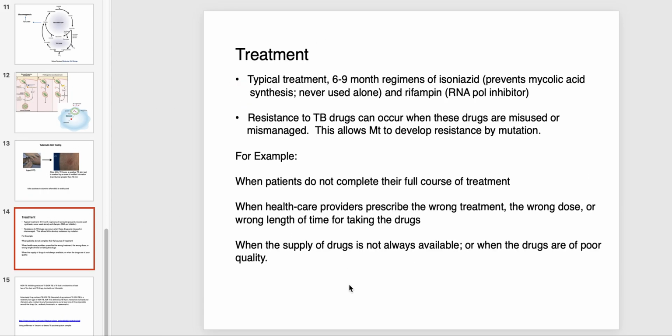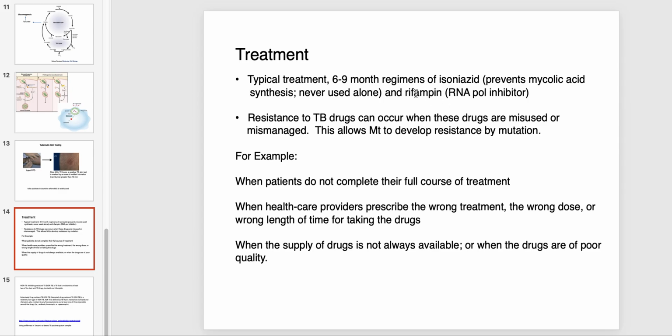Just a bit about treatments. As I said, it's a long course, 6 to 9 months. Usually it involves a multi-drug regimen, such as isoniazid, which prevents mycolic acid synthesis. So again, the microbe is prevented from producing an enzyme that helps it make the wax layer. And often in combination with something very different like rifampin or rifampicin.